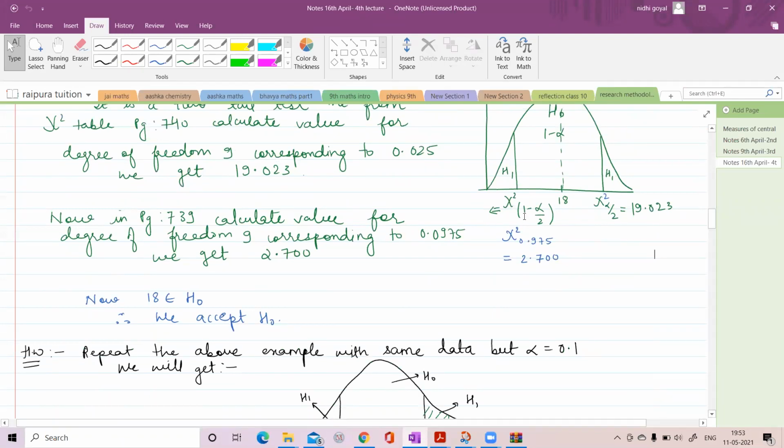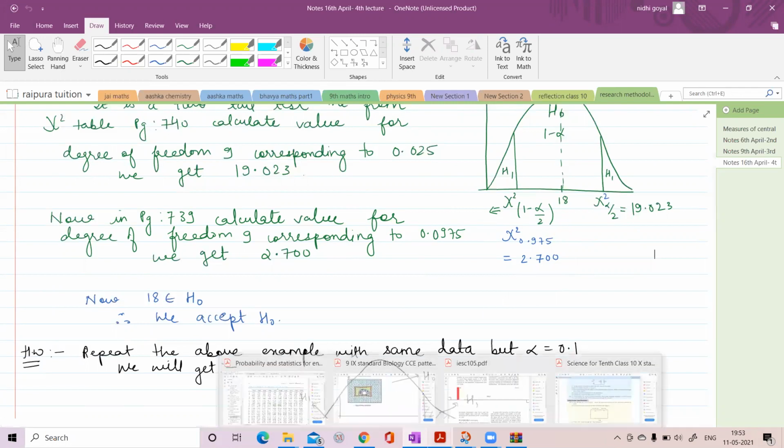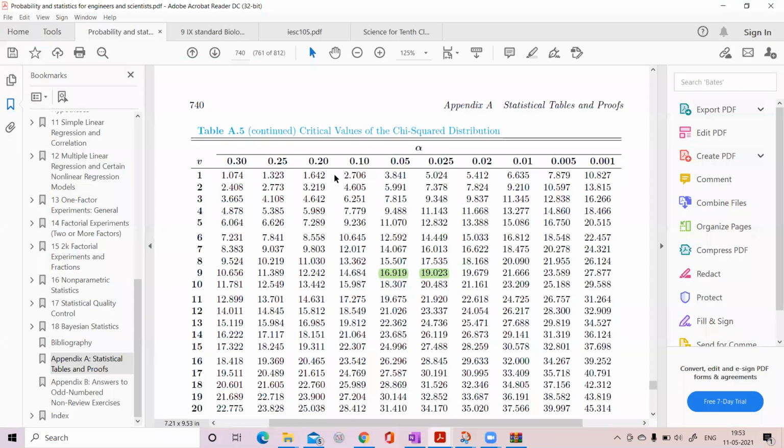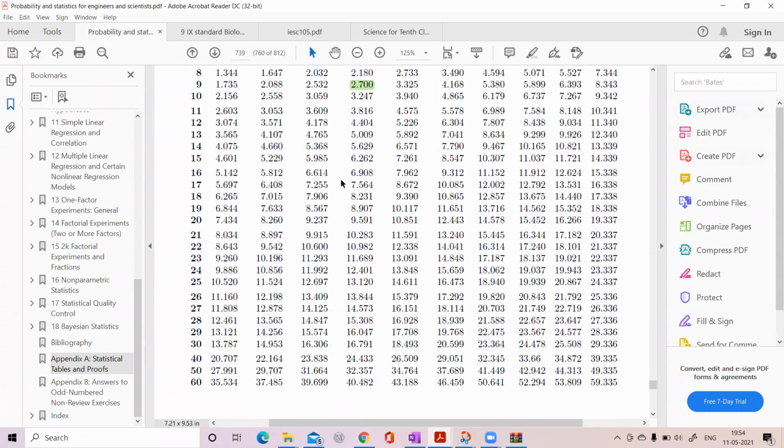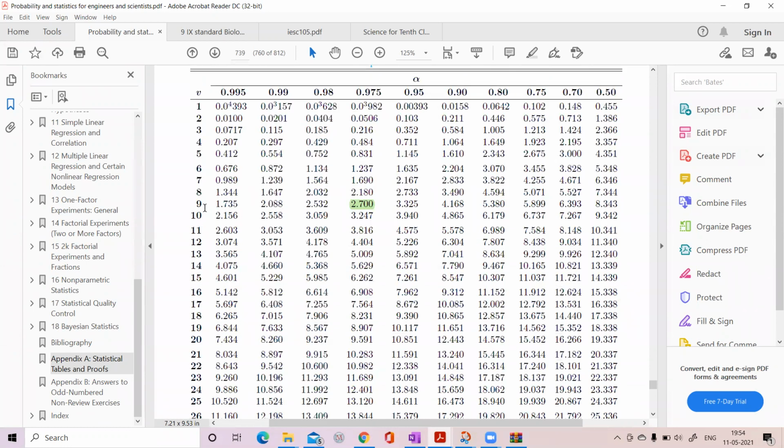Now for chi square 1 minus alpha by 2, we need to subtract 1 minus the value of alpha by 2. It will be chi square 0.975, and this value we will calculate from the table given on page number 739. This value will come to 2.700. On page number 739, you can see the value for degree of freedom 9 corresponding to alpha 0.975. So we have used this value.